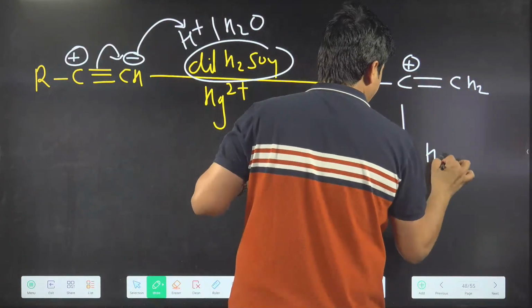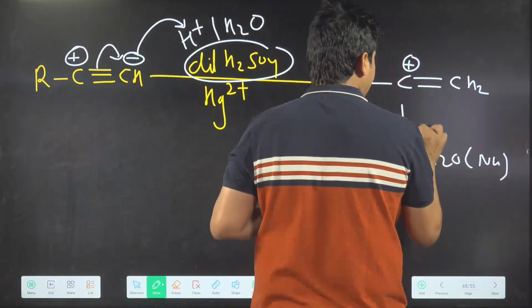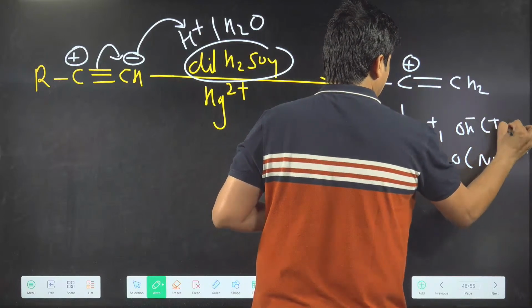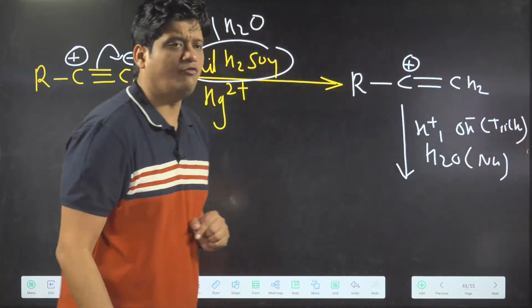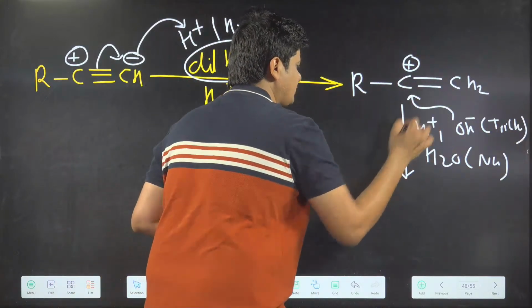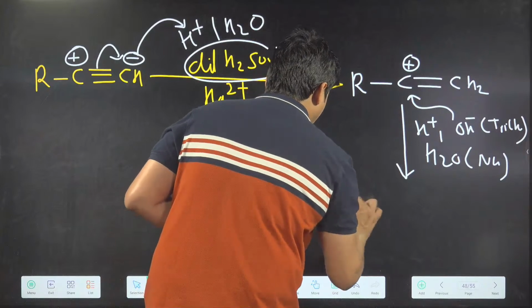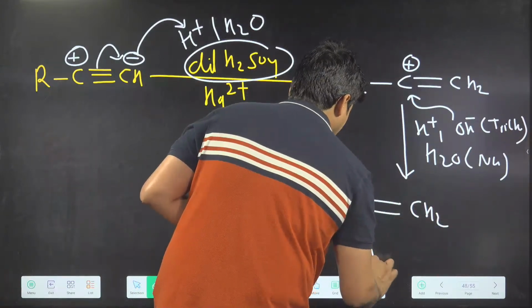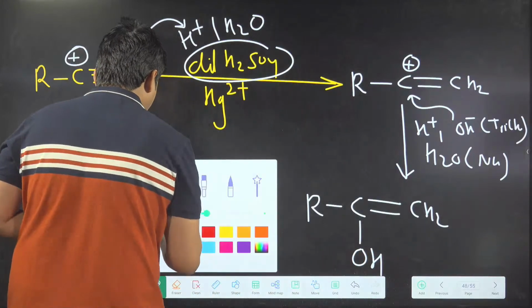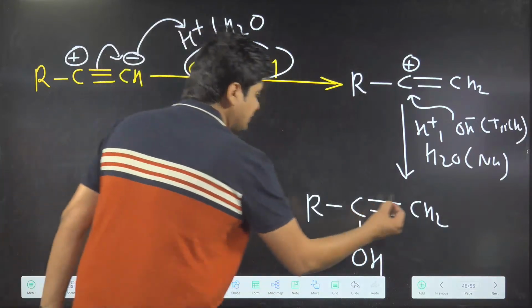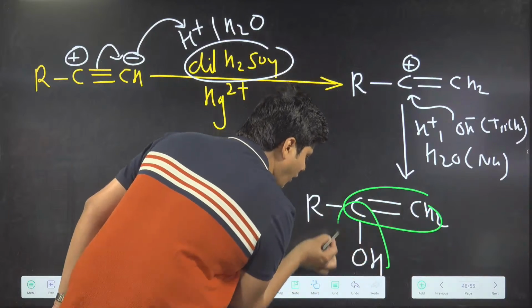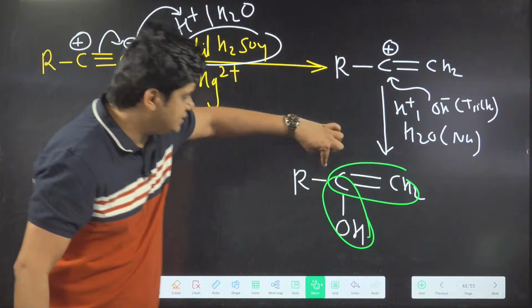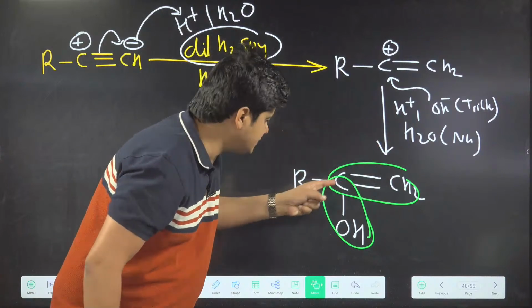Next, H2O is the nucleophile there. What is our trick? Break water into H plus and OH minus. This is the trick. What will happen? Minus binds with this plus. What is formed? RC double bond CH2, this is OH. Now if you observe carefully, this is ene, double bond, and this is ol, alcohol.